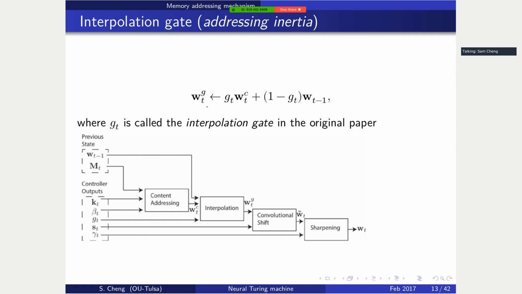Afterward, I would say it has an interpolation step. This one is really like an inertia. It is similar to what we have in optimization, where we put in momentum. Instead of just using the current WCT, we also put a part of the previous WT minus 1 into the current WT.